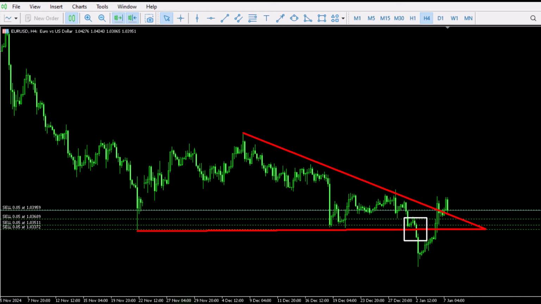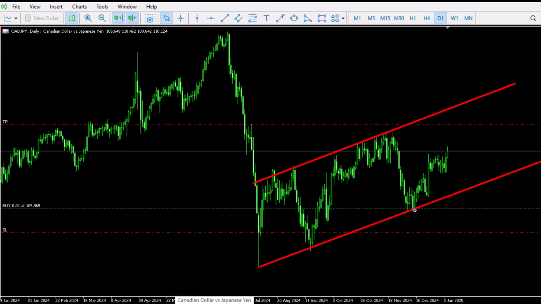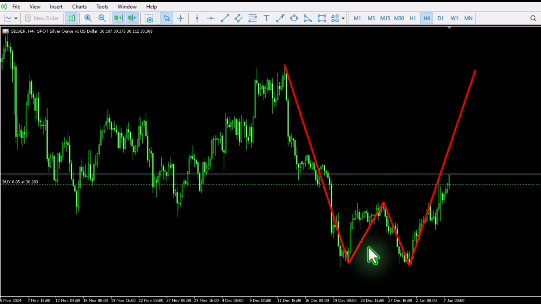I also have another trade running on CAD/JPY on the daily time frame. This is also a flag, but I'm trading in the channel of the flag. So by the time price gets to this place, I will exit this trade. As it is now, I'm not that far from my target, but once price gets to this place, I'll be looking for an opportunity to go short. I also have another trade which is currently going on silver. I took this trade before I started recording this video, and as it is, I'm already in profit.